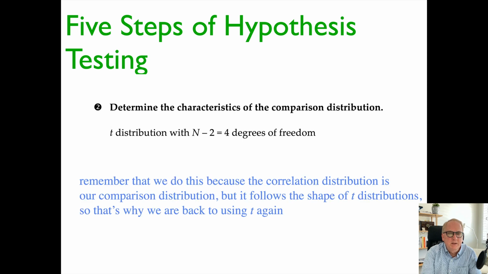In step 2, what I'm going to do is determine the characteristics of the comparison distribution. Now remember, for hypothesis testing for R, our comparison distribution of rho, or the R, is actually taking on the shape of a T distribution. So really, our T distribution becomes our comparison distribution with n minus 2, and in this case, that would equal 4 degrees of freedom because we had 6 participants minus 2, and it's 4 degrees of freedom. Now remember, we do this because the correlation distribution is our comparison distribution, but it follows the shape of T distributions. So that's why we're back to using T again, at least for these couple steps.